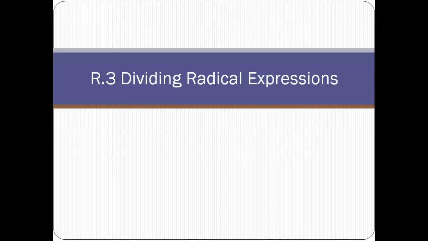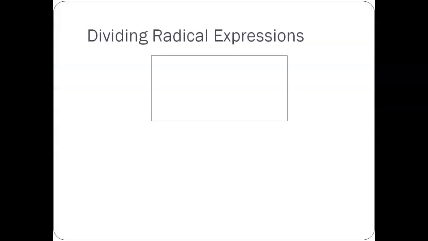So last time we talked about how to multiply radical expressions, and today we're going to focus on how to divide radical expressions. So when you have a square root divided by another square root, you can put both of those under the square root and divide them both. So the square root of a divided by the square root of b is equal to the square root of a over b.